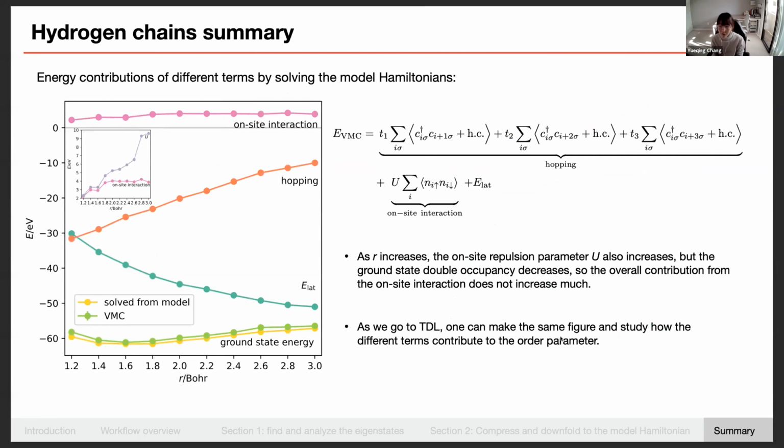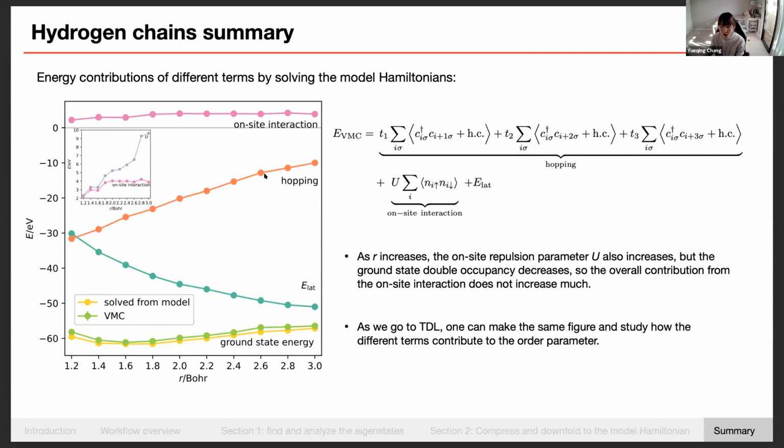So what can we do after we've obtained this model? One way of looking at it is to compute the energy contributions of the different terms by solving these model Hamiltonians using full CI. Here I have grouped my T1, T2, T3 terms into this big hopping term, and this is the on-site interaction as well as the E lattice. I'm plotting on-site interaction, hopping, and E lattice versus the bond length. You can also check out the ground state energy computed from the model and from the VMC.